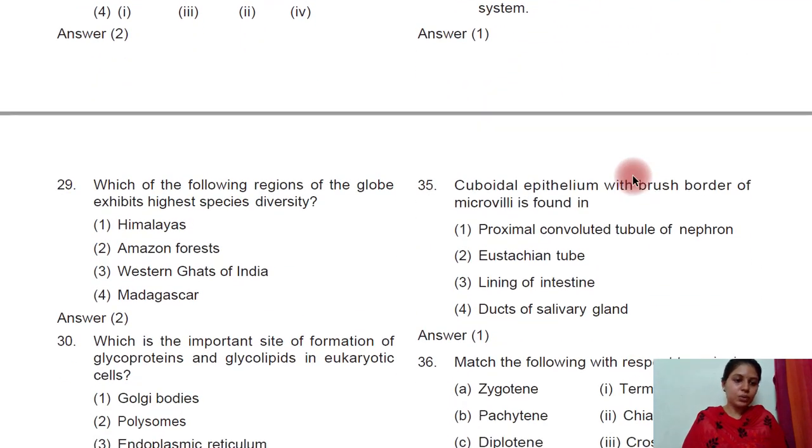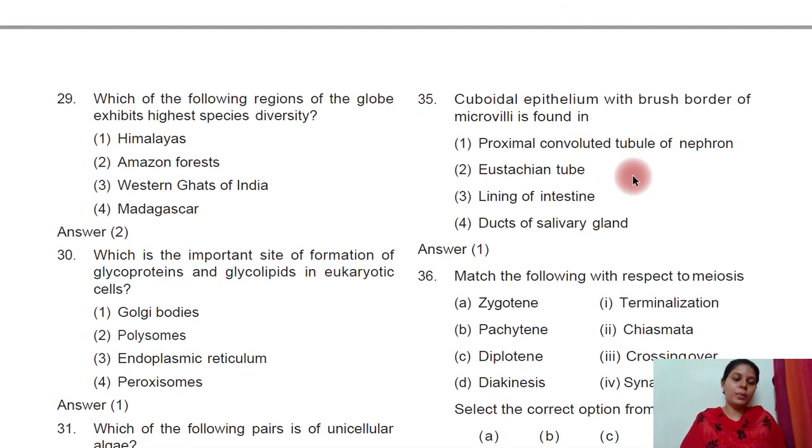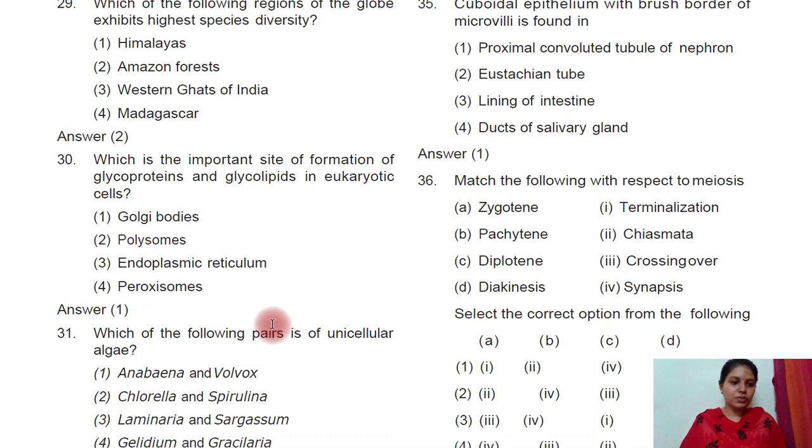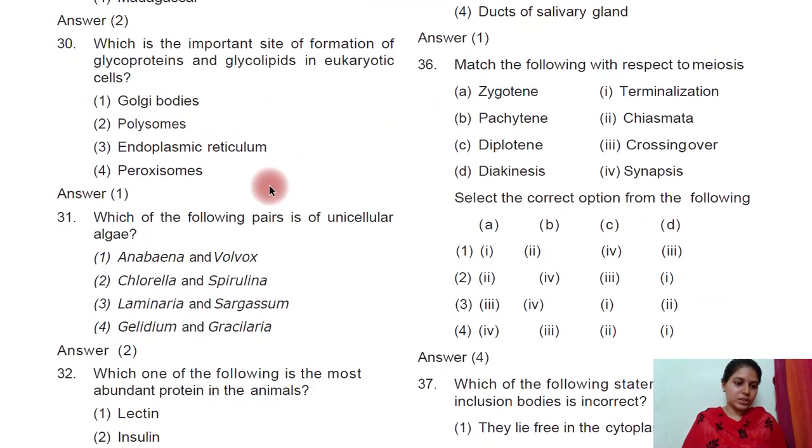Next, which of the following regions of the globe exhibits? This is a very simple question. Amazon forest, everybody knows Amazon forest has the highest species diversity. Next, which is the important site of formation of glycoproteins and glycolipids in eukaryotic cells? So Golgi bodies, the major function of Golgi bodies is in the formation of glycoproteins and glycolipids. That's a direct question.